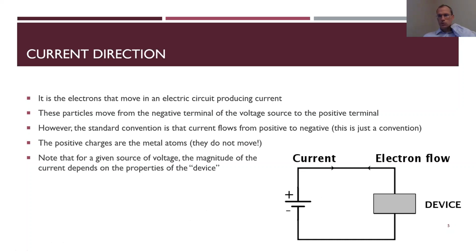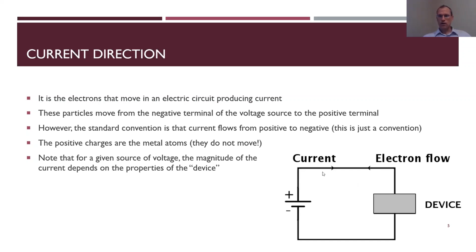So in terms of the actual current, there is a convention as to which way current actually goes, and that is that current goes from the positive side of the battery to the negative side of the battery. However, as I've been saying, it's always these electrons that are moving, and so it's really the electrons that are moving away from the negative side and going towards the positive side.